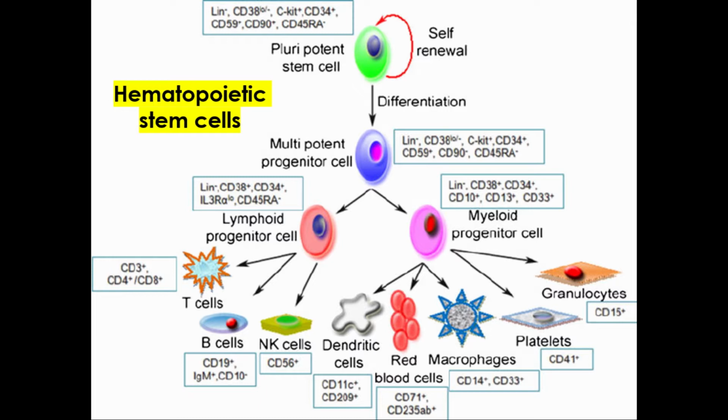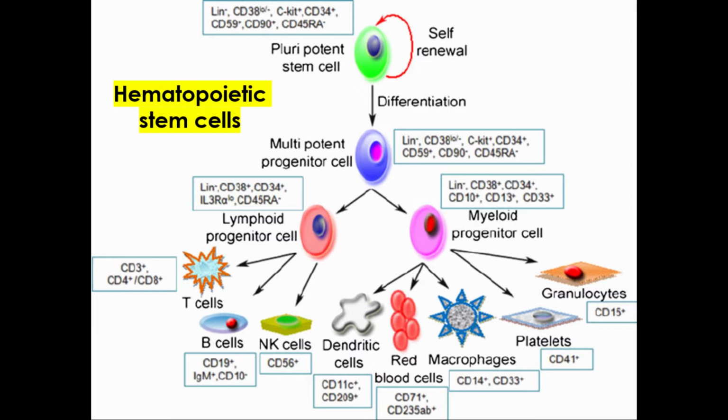Hematopoietic stem cells give rise to different types of blood cells, namely myeloid and lymphoid. Lymphoid cells include T cells, B cells, and natural killer cells. The myeloid cells include erythrocytes, megakaryocytes, monocytes, which then become macrophages, neutrophils, basophils, and eosinophils. These last three collectively are named as granulocytes.